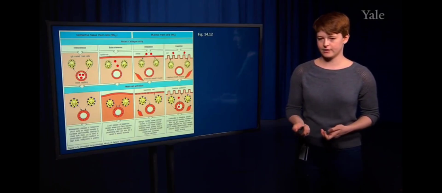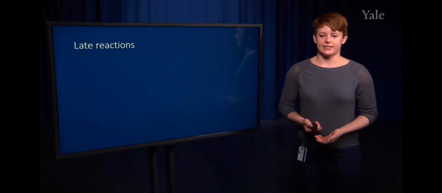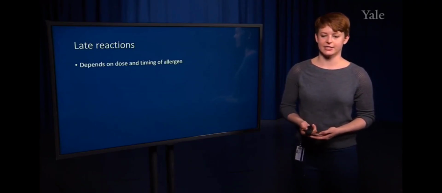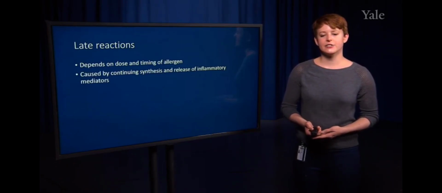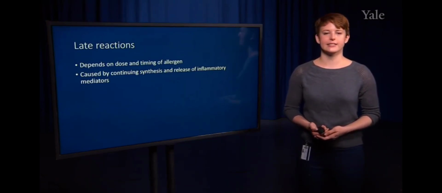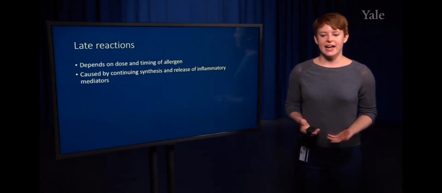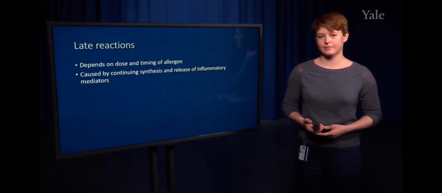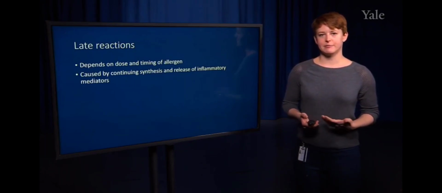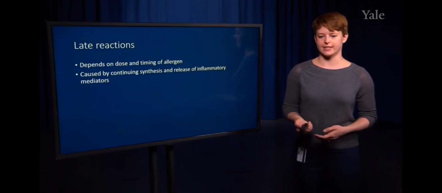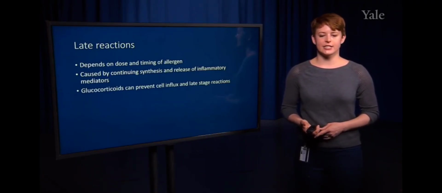So then late reactions actually typically depend on the dose and timing of the allergen. And they're usually caused by continuing synthesis and release of inflammatory mediators. So our very fast acute response is due to the initial degranulation by mast cells. However, these cells continue to produce these mediators that are in the granules. And in a late reaction, these mediators are continually released. Medications such as glucocorticoids can help prevent cell influx.